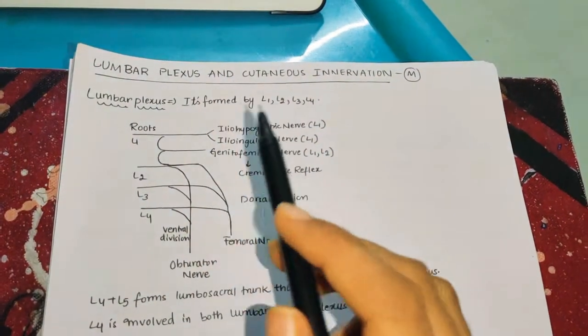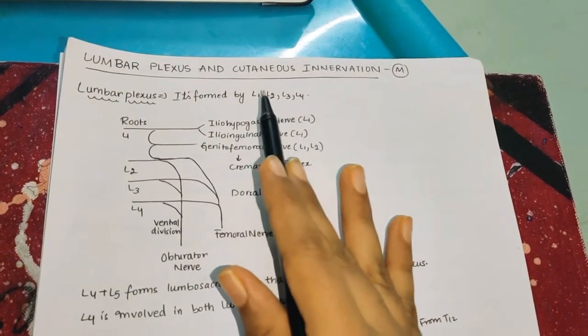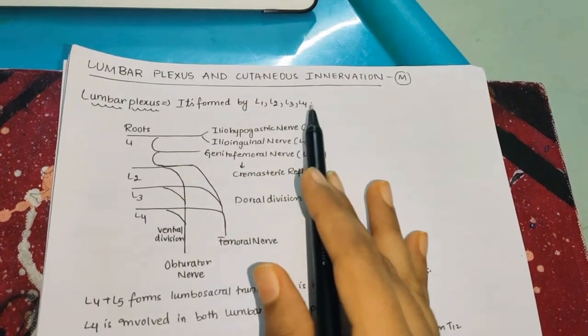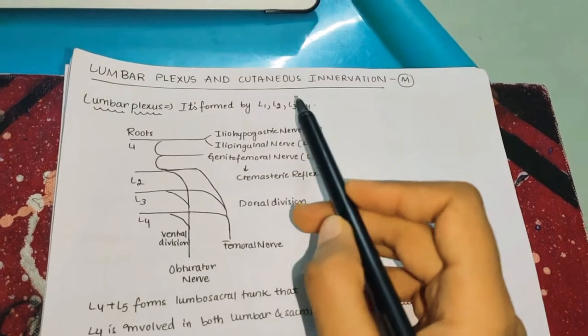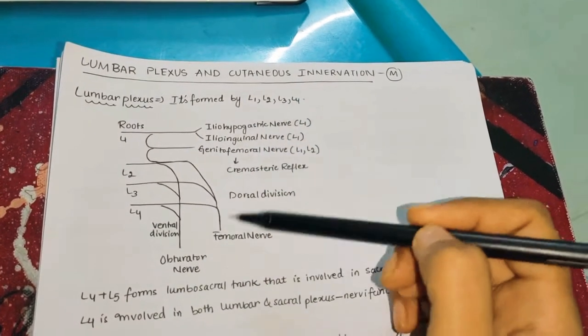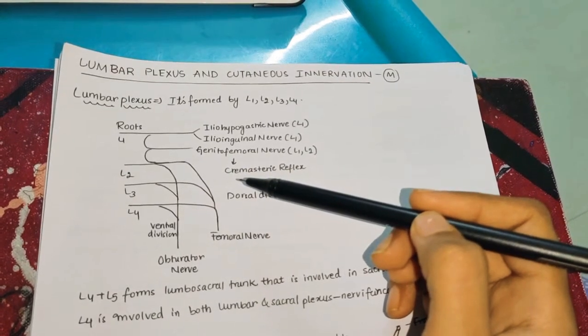So you can see that the lumbar plexus is mainly formed by L1, L2, L3 and L4. These four together, these are the root values actually, L1, L2, L3, L4. So these four will form different types of nerves. Let us see what are those.